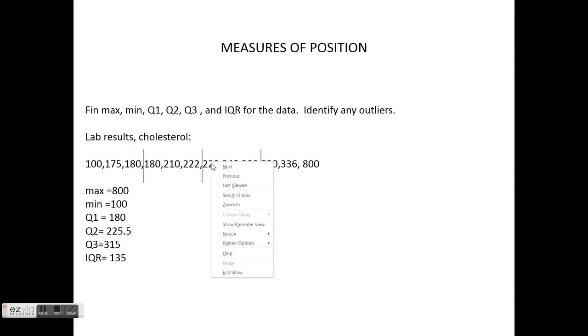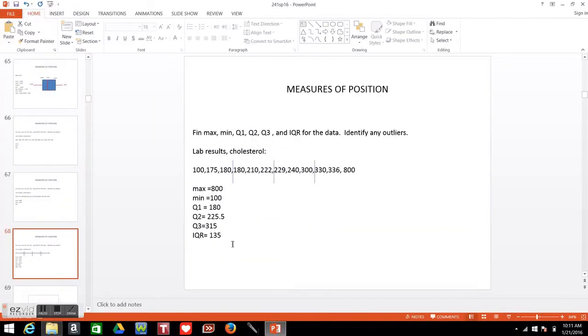You know what? I forgot to do the outliers. Let's do that now. Let me get out of this show. So we have to find the outliers. So we're going to do the upper fence, okay?